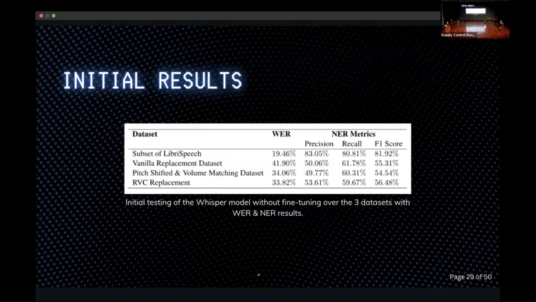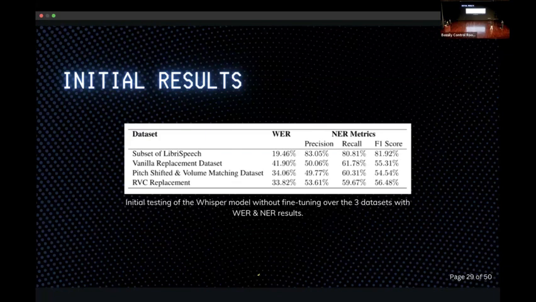Okay, so now moving to the results. How did we evaluate our results? We used two different metrics. The first metric was word error rate, and the second metric was named entity recognition, which focuses on how accurately the model can identify persons' names. And we've done two separate tests.